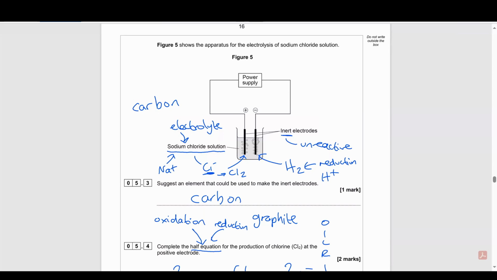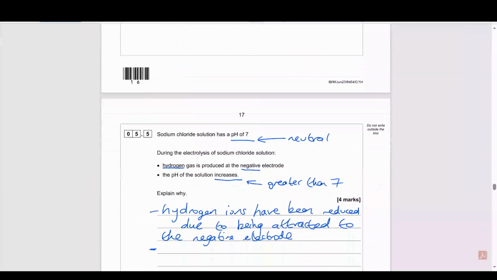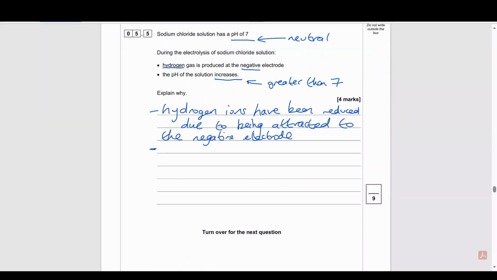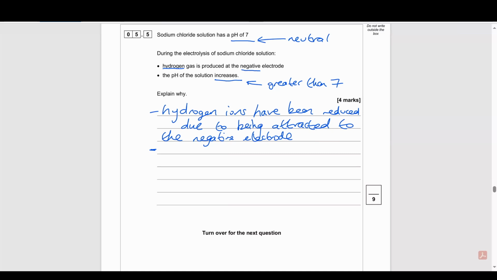But we've also got sodium ions. So the sodium ions could be attracted to the negative electrode too. But as they've told us in the question, only hydrogen gas is being produced. So there must be a reason why hydrogen gas is produced as opposed to sodium being produced at the negative electrode. Well, the reason is due to the reactivity series.